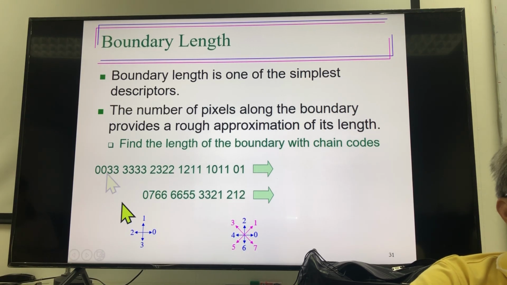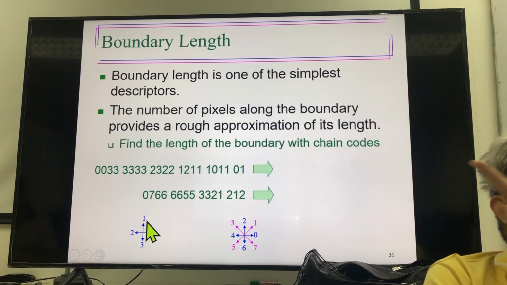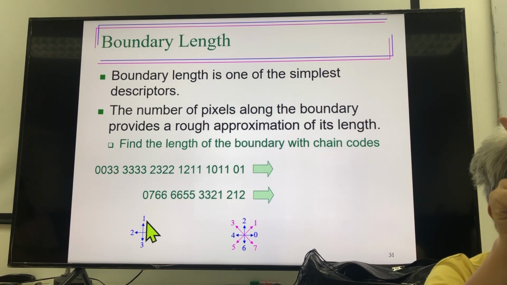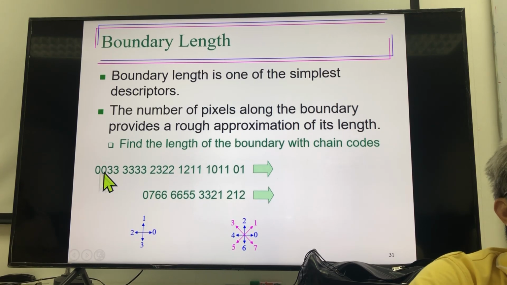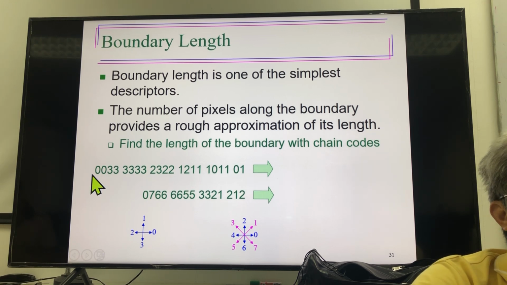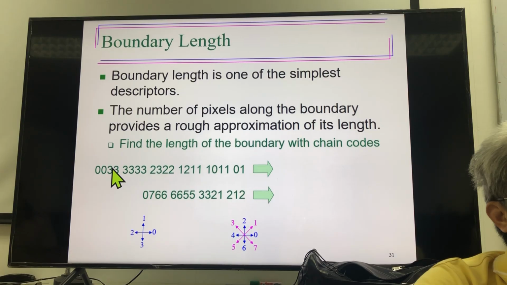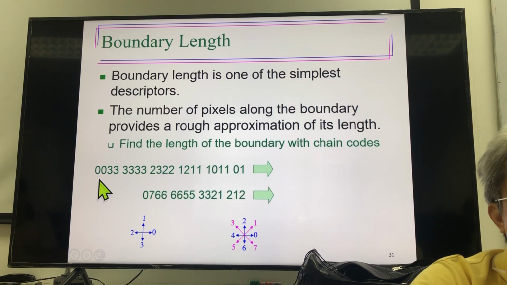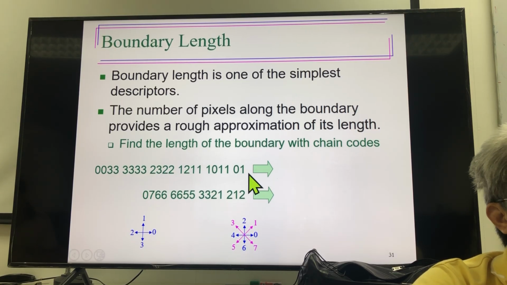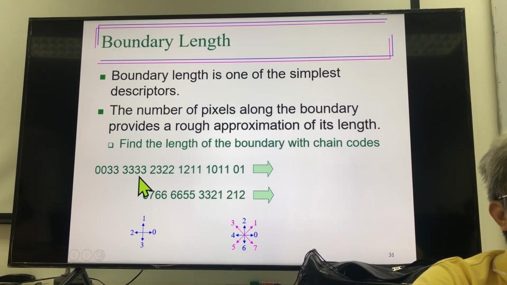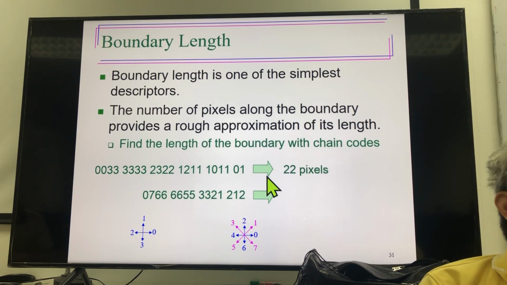Note here that from 0 to 3, this is a 4-directional chain code. So, every time it's changing the direction, it's 1 unit, right? So you're counting how many of them there are. From 0 to 0, 1 unit, 0 to 3, 1 unit, 3 to 3, 1 unit, 3 to 3, 1 unit, and so on. How many units are there? 4, 8, 12, 16, 20, 22. Okay. So, the boundary is 22 pixels, or 22 units.